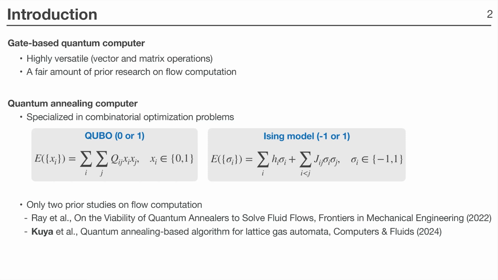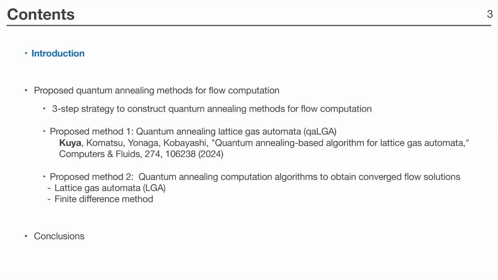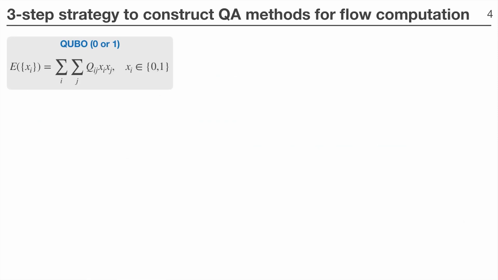As far as I know, there are only two prior studies on flow computation, and one of them is our recent work, which I will explain later. I'm going to talk about the proposed quantum annealing method, but before talking about our method, we start from the three-step strategy to construct a quantum annealing method for flow computation. We focus on the Kubo model today, not Ising, but these are equivalent.